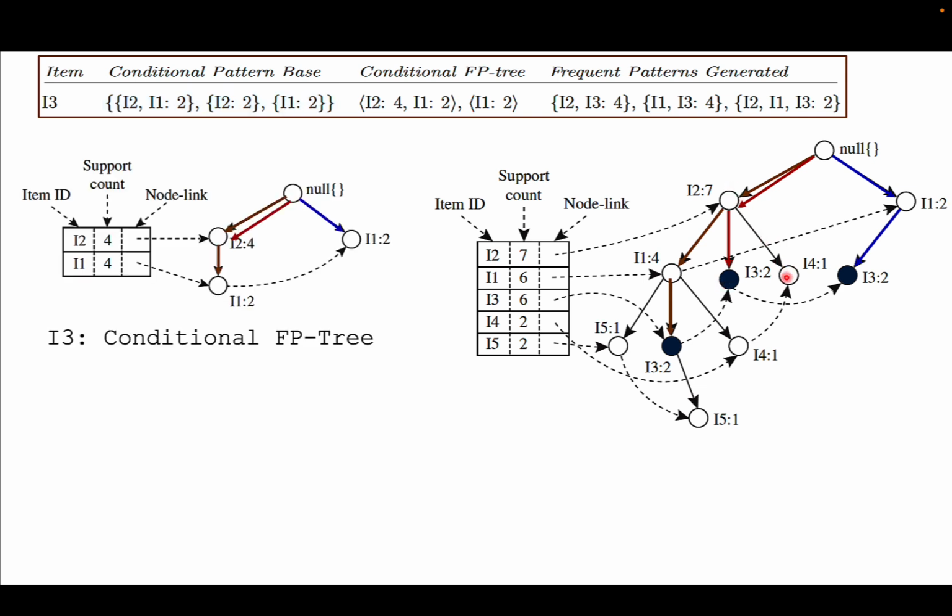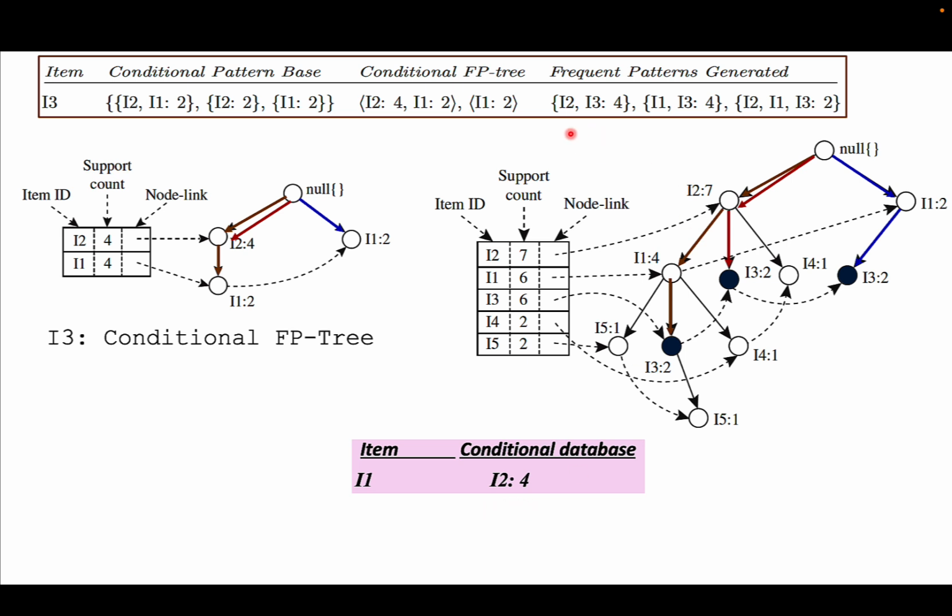Next, we construct the conditional FP tree for the conditional patterns of I3. First, we insert I2, I1, then insert I2. Notice that now the frequency of I2 becomes 4, 2 from the first pattern and another 2 from the second pattern. Then we insert I1 with a frequency of 2 and link back to the previously inserted I1. Next, we recursively find the conditional database for I1, which is going to lead to I2 with 4.